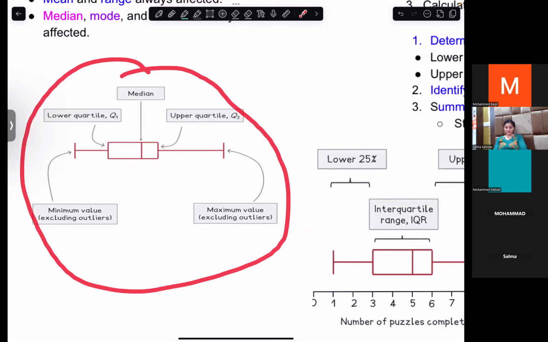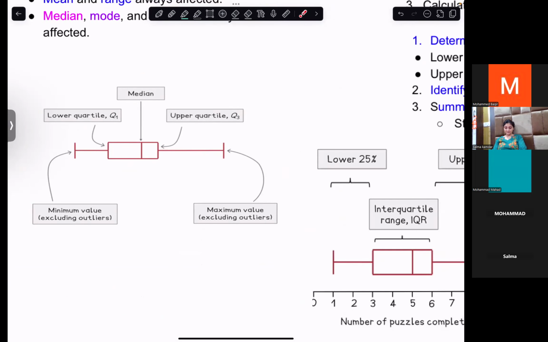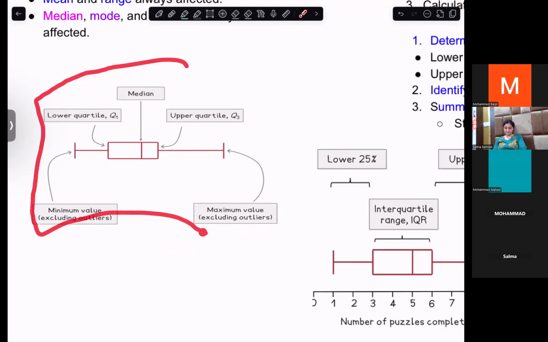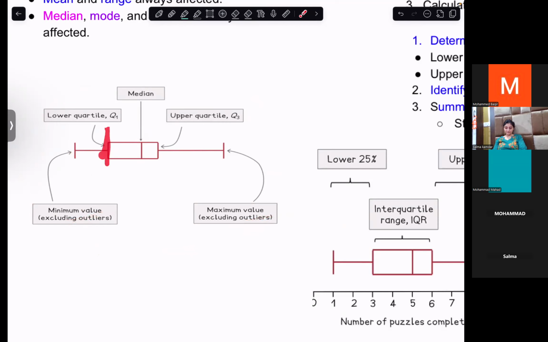And where will the outlier lie? So the line in the middle of the box is the median. You just want me to tell you where the outlier will be? No, explain this box and tell me where the outlier will be. And the line that starts the box is going to be the lower quartile. Okay. And the line that ends the box is the upper quartile.